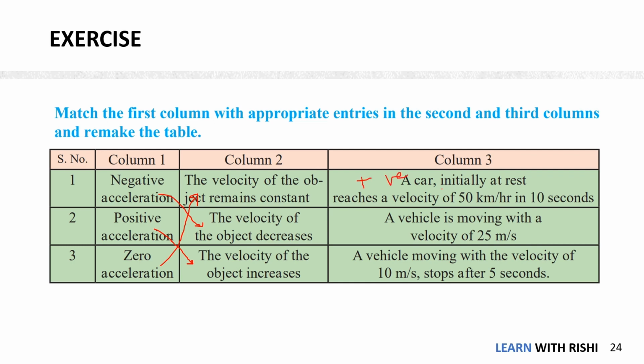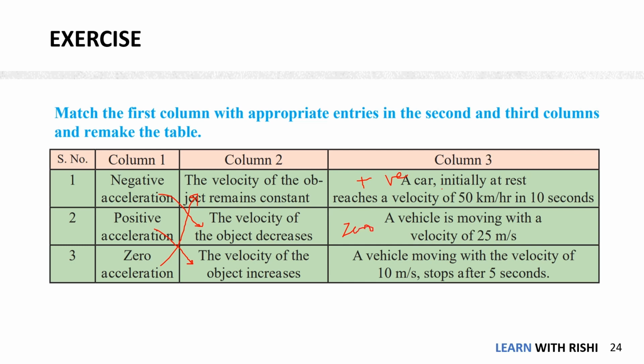A vehicle is moving with a velocity of 25 meter per second. Now here they have not given us the initial velocity and final velocity. They are telling us the vehicle is moving with a constant speed, that is 25 meter per second. So this will come under zero acceleration.